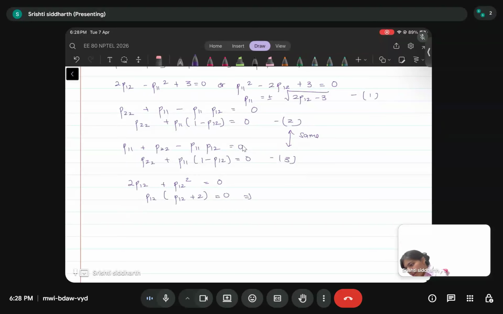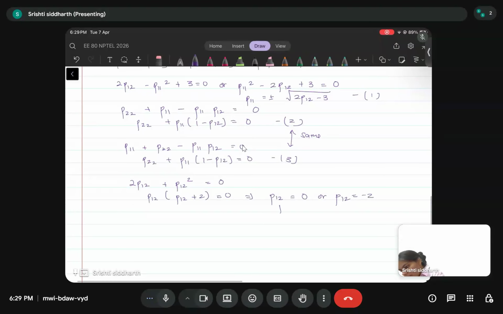So this implies that P12 is 0 or P12 is minus 2. Okay, so if P12 is 0, then this implies that P11 is plus or minus square root of minus 3. Okay, and if we have P11, in this case it is minus 7.